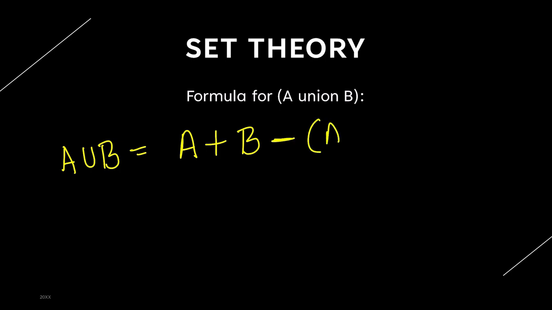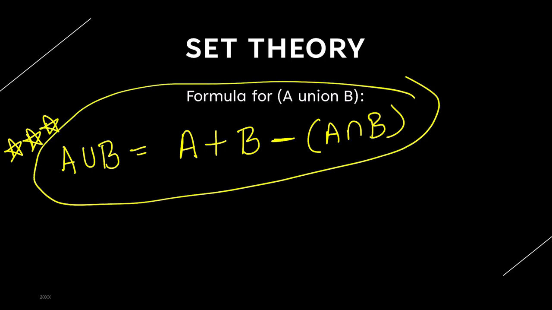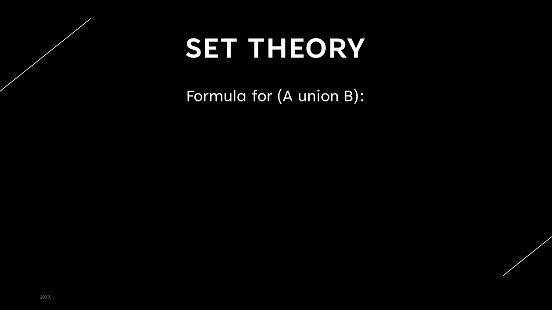Now, the formula for A union B is: A union B is equal to A plus B minus A intersection B. I will show you this by the Venn diagram. Don't worry. So this is the formula you have to learn for the exam: A union B is A plus B minus A intersection B. How? Let's see. I will just remove this formula for now. We will just get to it. Now, suppose this is a Venn diagram.